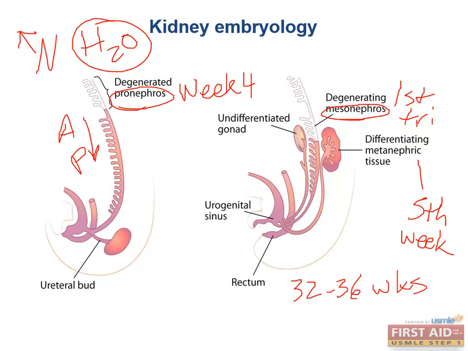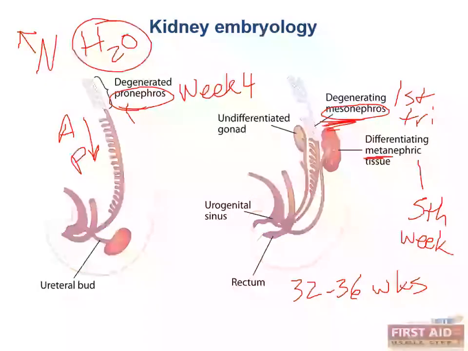Now, knowing the meaning of the prefixes of all these different nephros tissues will help you keep things in order. So, pro means before, so we know it's going to be the earliest tissue, and meta means after or beyond, so it becomes the permanent kidney beyond gestation of the fetus, and the only one left is meso, so it's in the middle.